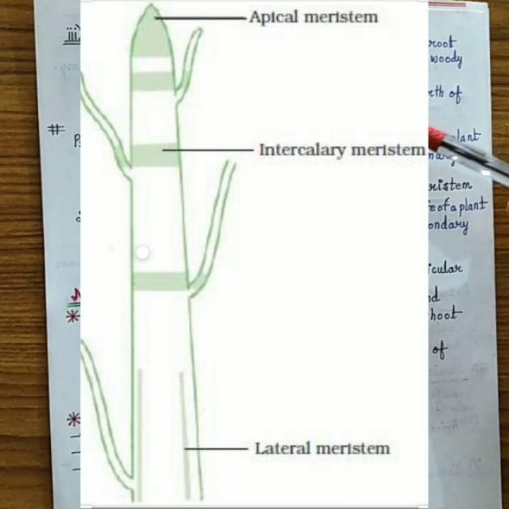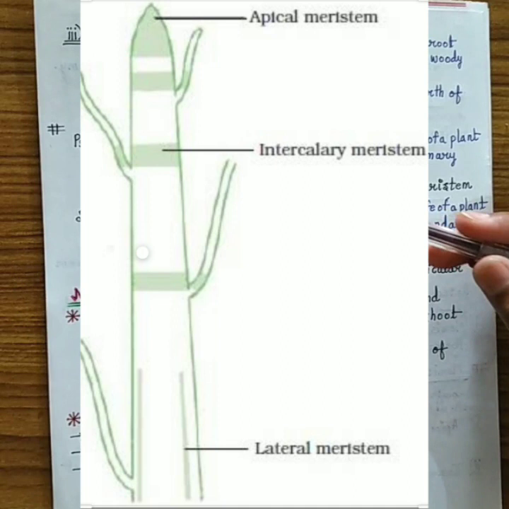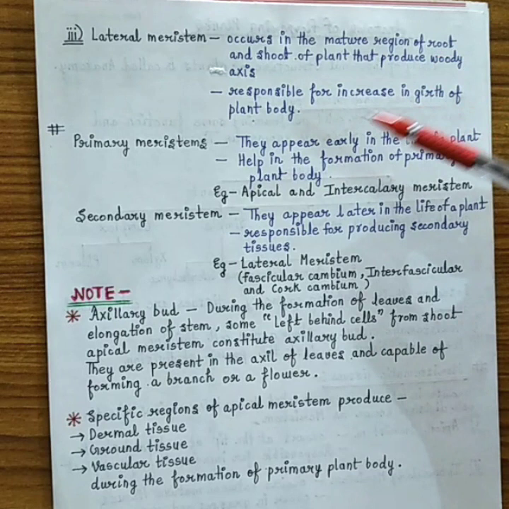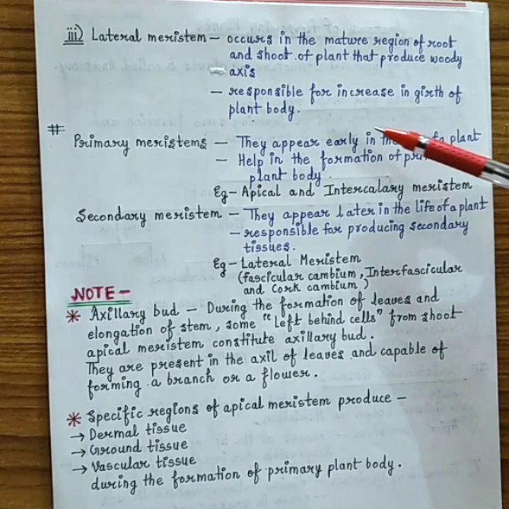Now we have categorized meristem into two parts, primary meristem and secondary meristem, based on the time they appear in the plant's life. Primary meristems are the ones which appear early in the life of a plant, in the initial phase.